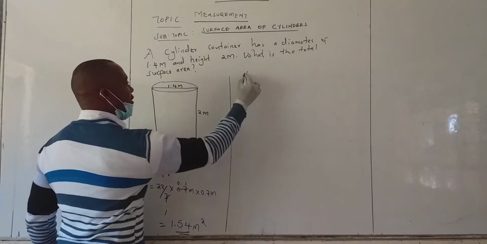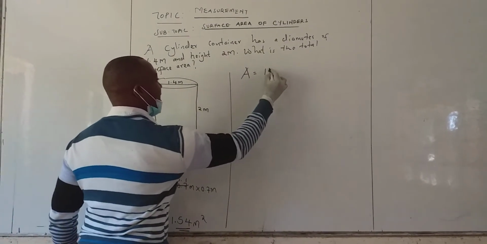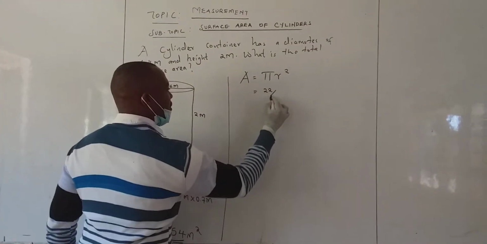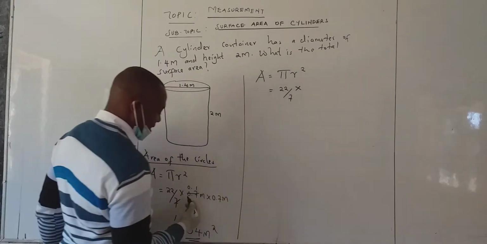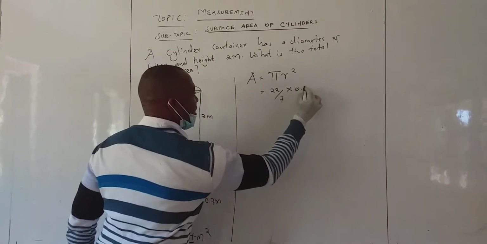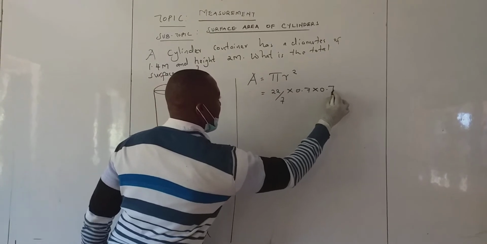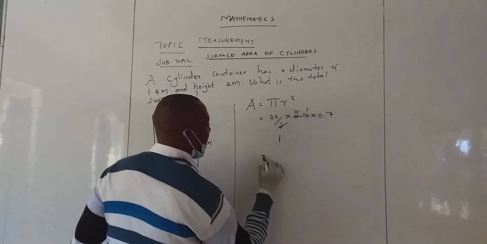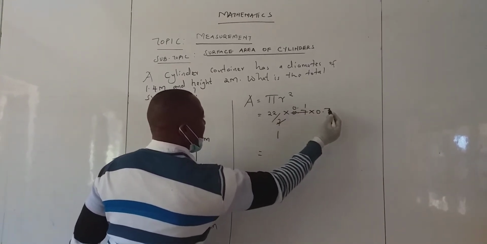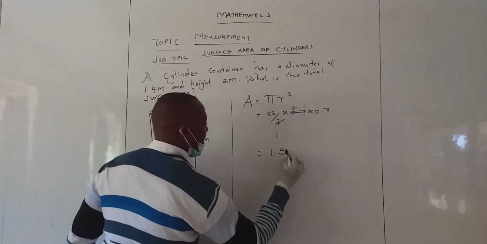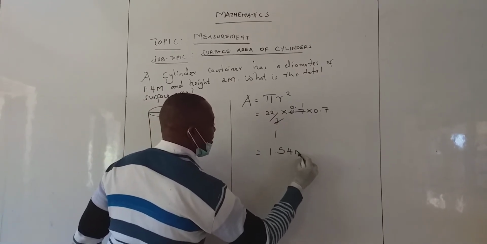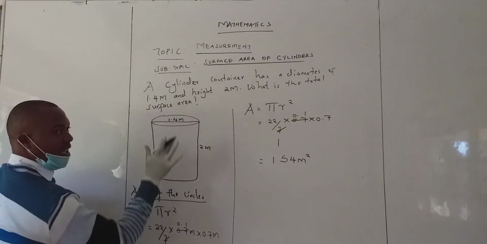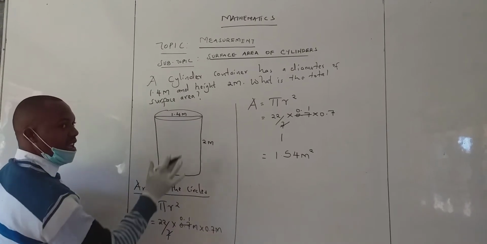You find again the area of the other circle. Area of the other circle, formula: area equals pi r squared, which is 22 over 7 times the same radius, 0.7 times 0.7. Multiply and you get 1.54 square meters. So this is the area for both circular ends.